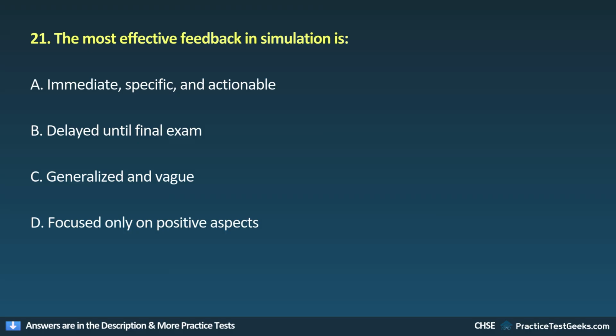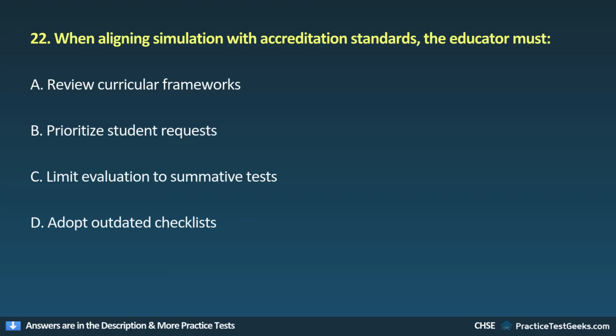21. The most effective feedback in simulation is A. Immediate, specific, and actionable. B. Delayed until final exam. C. Generalized and vague. D. Focused only on positive aspects.